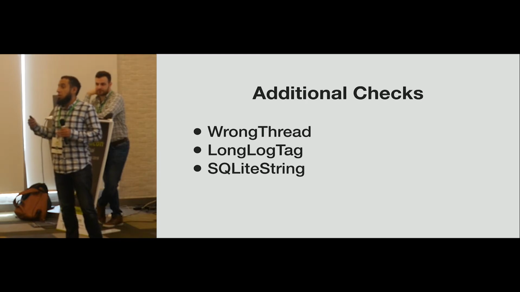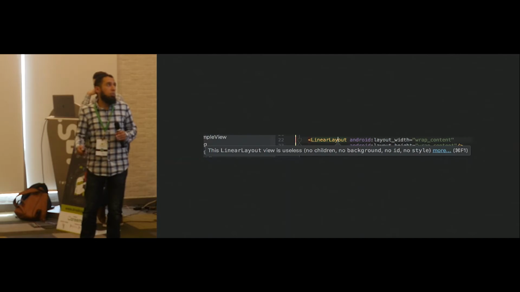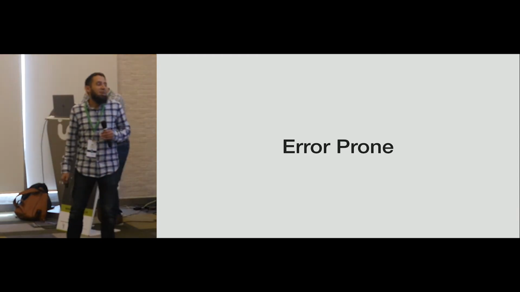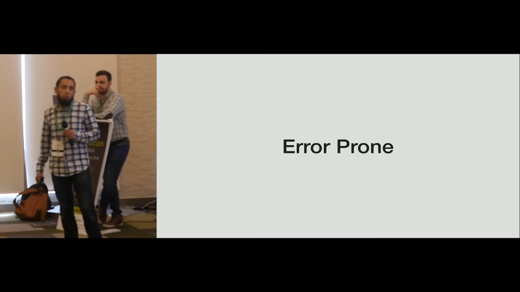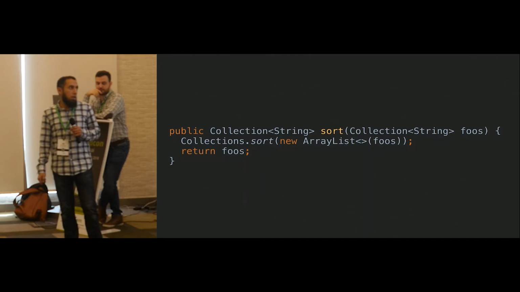You can imagine how much time this saved you by identifying this early, instead of having a bug in production and trying to work backwards to find where it comes from. And many more. And of course, the very sad: this LinearLayout view is useless, no children, no background, no ID. So sad. Another tool I want to talk about, which is really good for identifying problems, but mainly in Java code, is Error Prone.